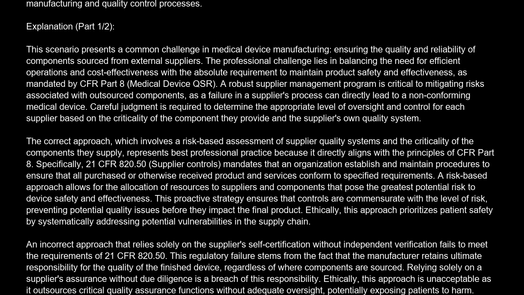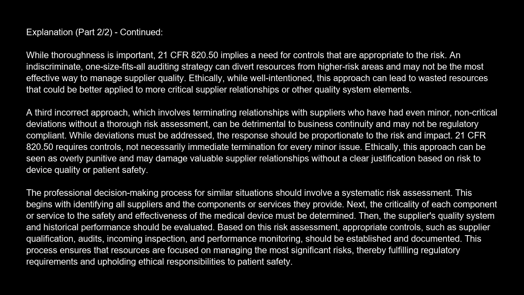Another incorrect approach, which involves conducting extensive audits of every supplier regardless of the criticality of their component or their historical performance, is inefficient and may not be the most effective use of resources. While thoroughness is important, 21 CFR 820.50 implies a need for controls that are appropriate to the risk. An indiscriminate, one-size-fits-all auditing strategy can divert resources from high-risk areas and may not be the most effective way to manage supplier quality. Ethically, while well-intentioned, this approach can lead to wasted resources that could be better applied to more critical supplier relationships or other quality system elements.